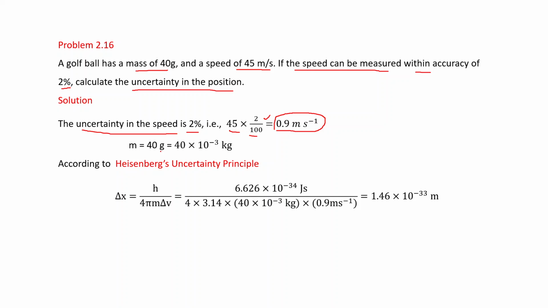Okay, and the mass is given in gram. Convert this into kilogram. Then use the Heisenberg uncertainty principle. Delta x we have to find out. This is equal to h by 4 pi m delta v. Put the values: this is h, this is 4, this is the value of pi, this is m in kilogram, and this is delta v, and this will be equal to 1.46 into 10 to the power minus 33 meter. This is very small. That's why for such objects which can be seen by our naked eyes, this uncertainty principle is not significant.